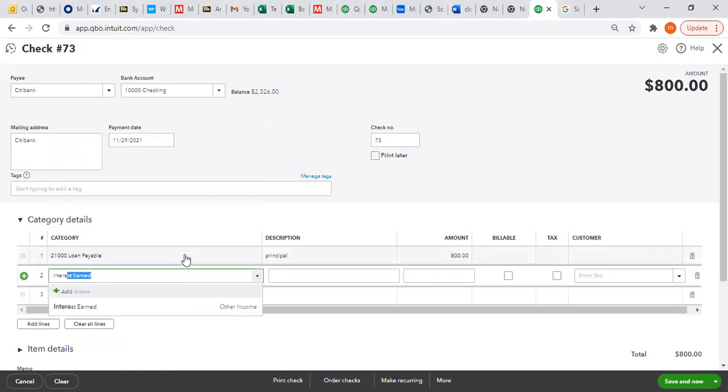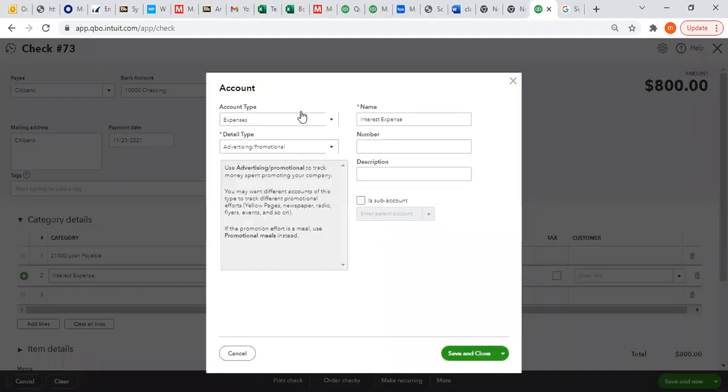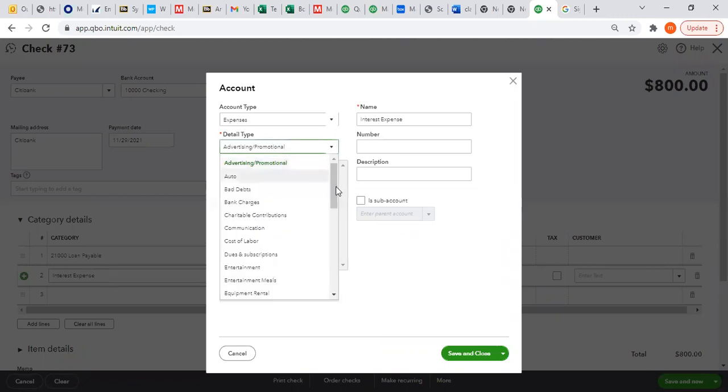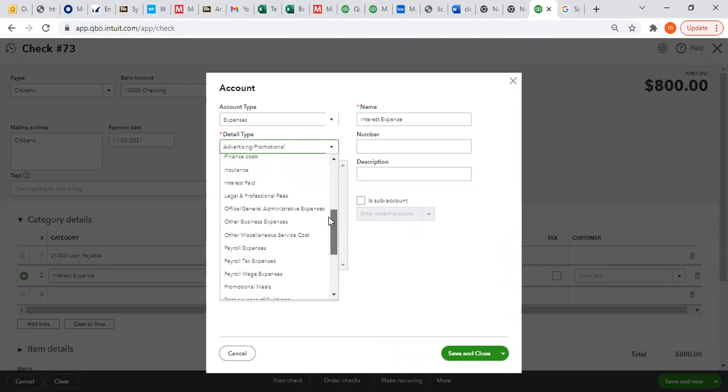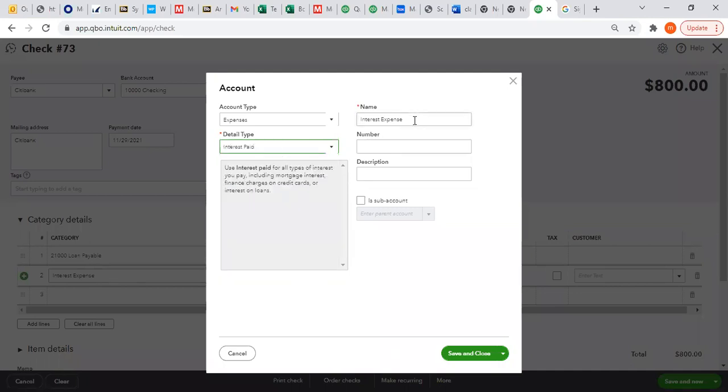So I want to teach you right now how to make a new account whenever we need. So I'm typing interest and it's not there. I need interest expense. So I'm starting to type expense here. And since we don't have it, we add a new account when we need. That's called entering on the fly. Okay, so it's important that it will be expense. Expense is right here. And it's not advertising. This happens to be interest. So we're looking for interest. Interest paid. Interest expense is the name of the account.